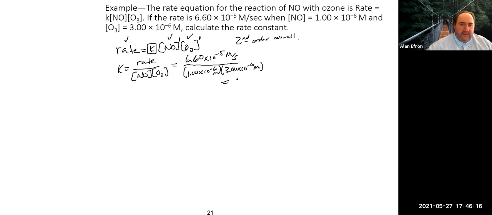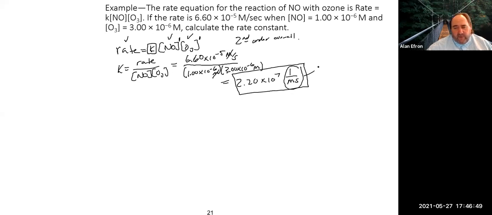And that will give us a rate constant here of looks like 2.20 times 10 to the 7. Now, what are the units here? Molarity on top and a molarity on the bottom are going to cancel. It does give us units of 1 over molar seconds. And 1 over molar seconds are the typical units for the rate constant that we associate with a second order reaction. So that does make sense.